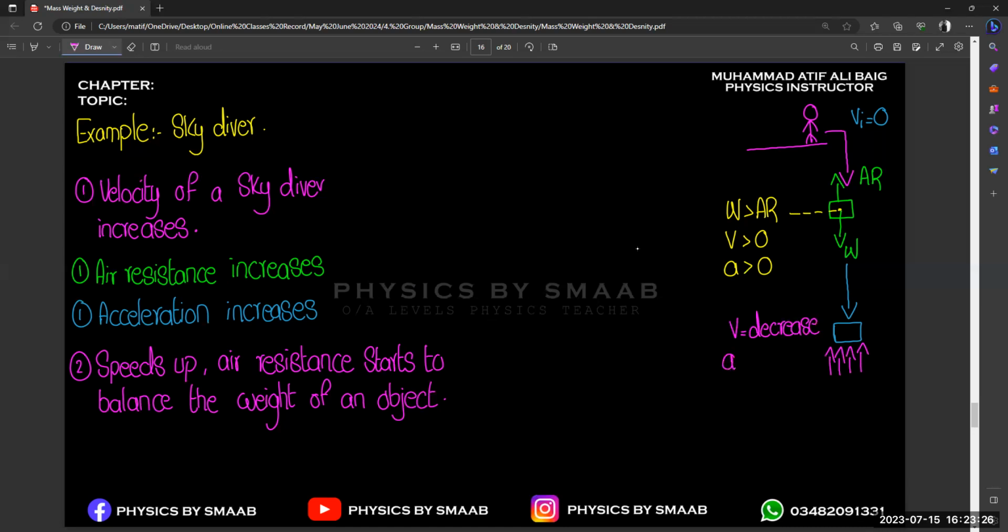And the rate of change of velocity is going to be decreased also, because now air resistance is acting in the opposite direction. So acceleration decreases in the sense that the change of velocity with respect to time is now very small, and the speed at which it increased at the initial stage is also going to slow down at this stage, right?